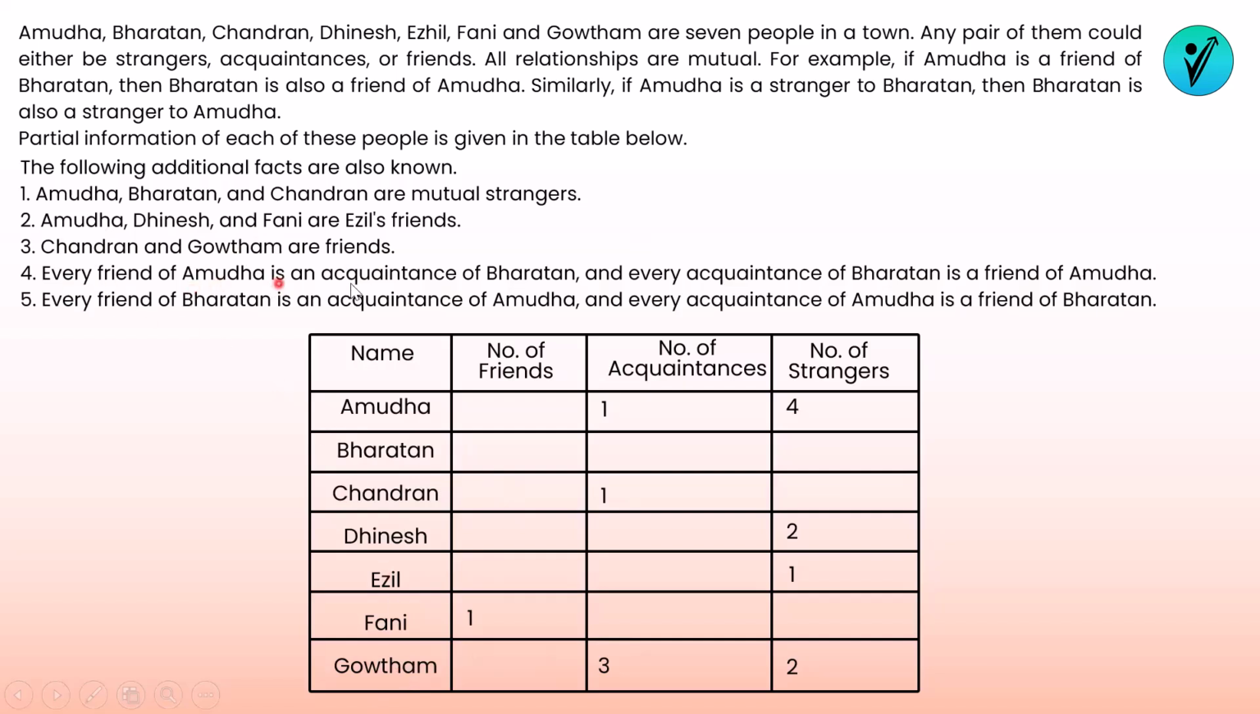Every friend of A is an acquaintance of B, and every acquaintance of B is a friend of A. At this moment, this information is a little difficult to understand. We will come back to this condition later, and likewise for the fifth condition as well. Every friend of B is an acquaintance of A, and every acquaintance of A is a friend of B. We'll come back to this in a bit. But let's start with trying to understand and analyze who all can be placed where in this particular chart.